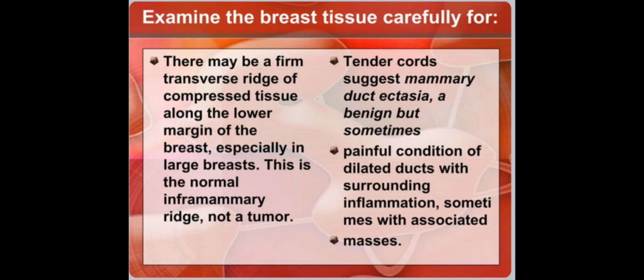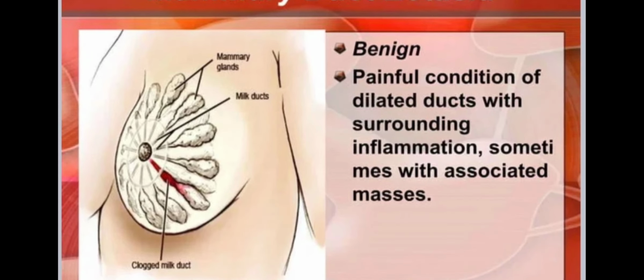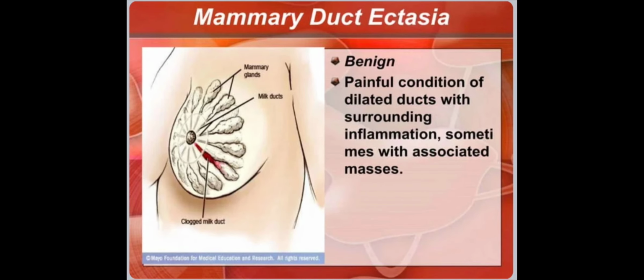Tender cords suggest mammary duct ectasia, a benign but sometimes painful condition of dilated ducts with surrounding inflammation, sometimes with associated masses. So, ito po yung tinatawag nating mammary duct ectasia. Again, it is a benign, a painful condition of the dilated ducts. Yung inyo pong mga milk ducts, dilated po siya, na nag-inflame po siya. Sometimes associated with masses, may tumubo na po na mga mass sa loob niya. Yan po yung ating mammary duct ectasia.